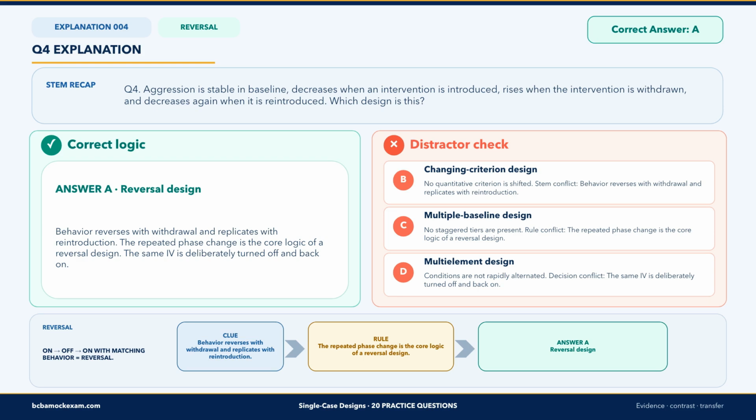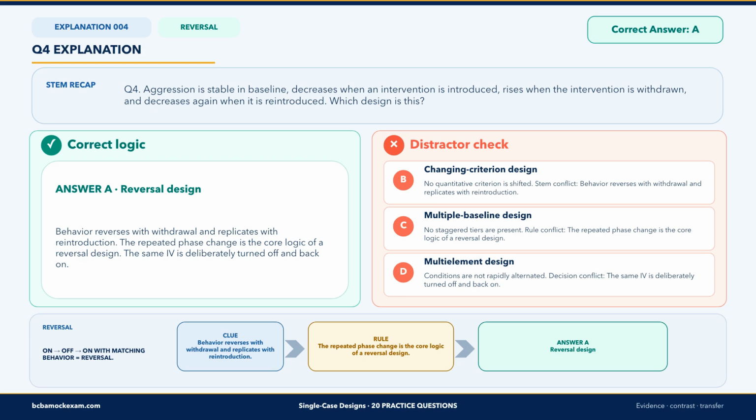The stem supports A. Reversal design. The repeated phase change is the core logic of a reversal design. The stem supplies exactly that relation. Behavior reverses with withdrawal and replicates with reintroduction. The same independent variable is deliberately turned off and back on.